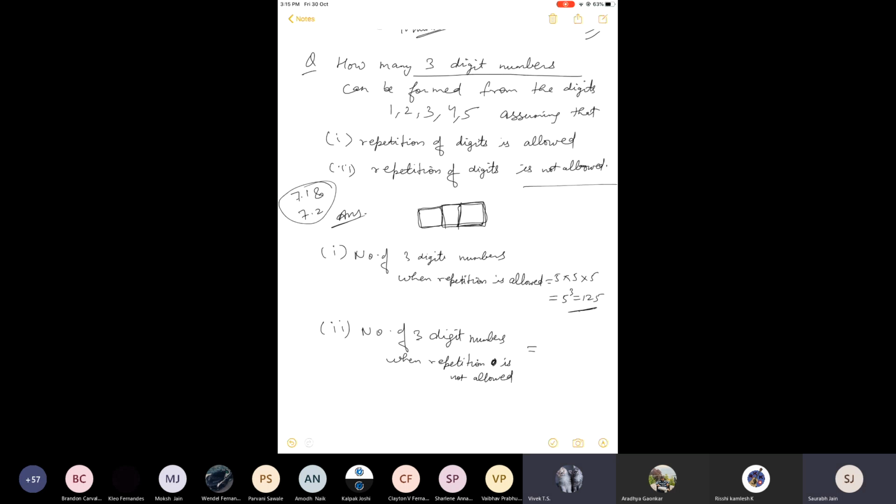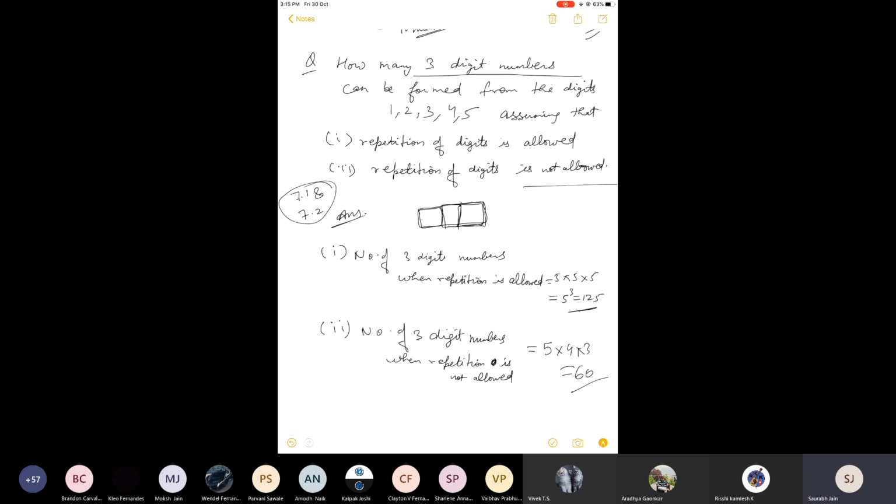Sir, in the first block, you can fill in 5 ways. Yes. And then in the second block, you can fill only in 4 ways. And then in the third block, you can fill only in 3 ways. Absolutely correct. 5 into 4 into 3.